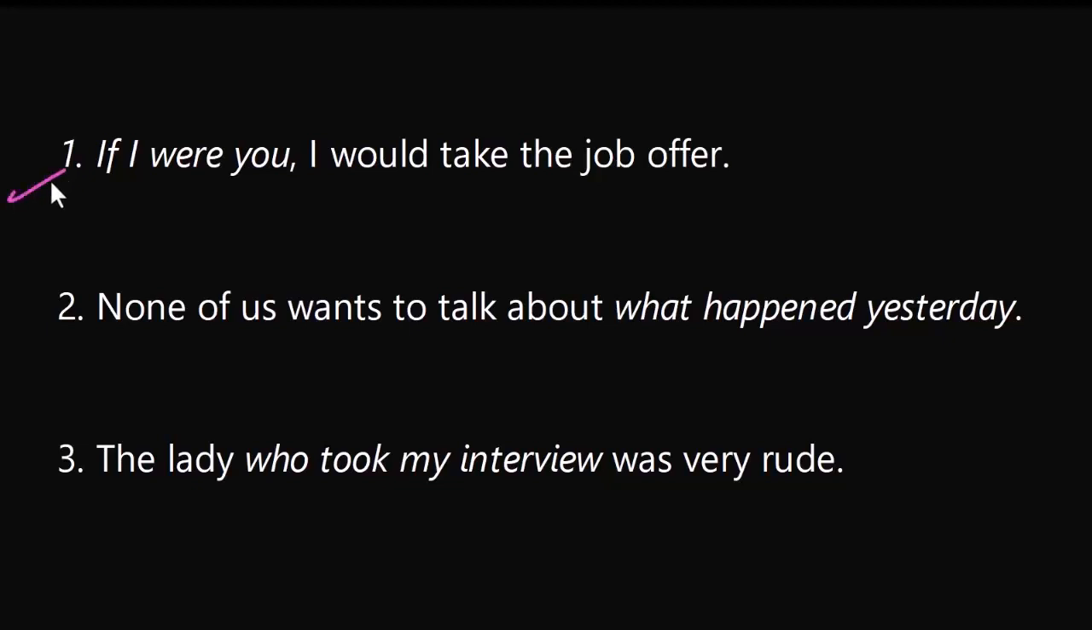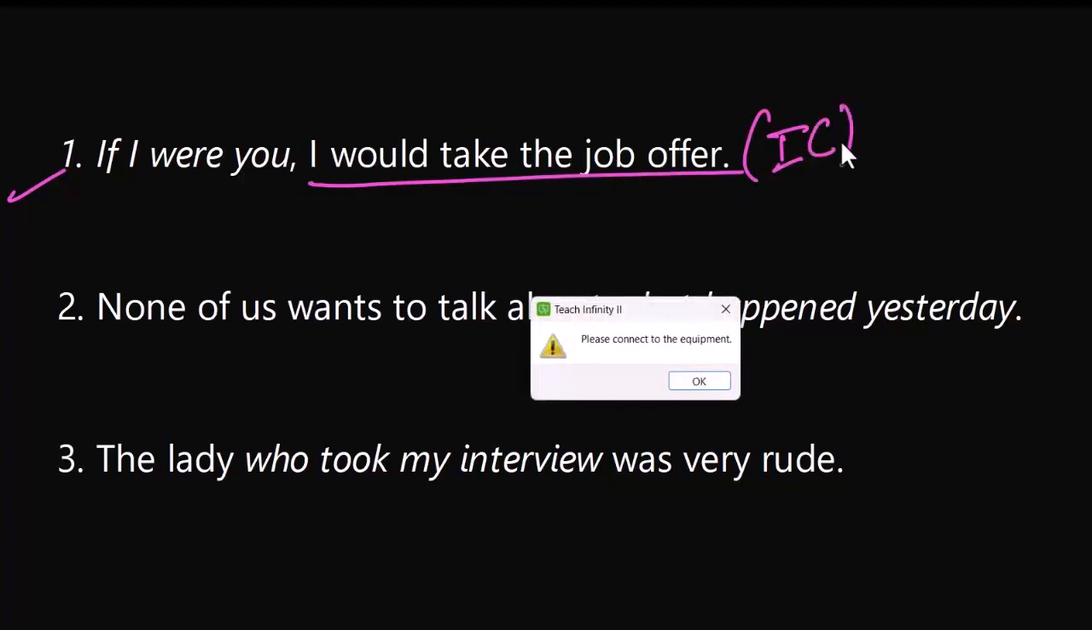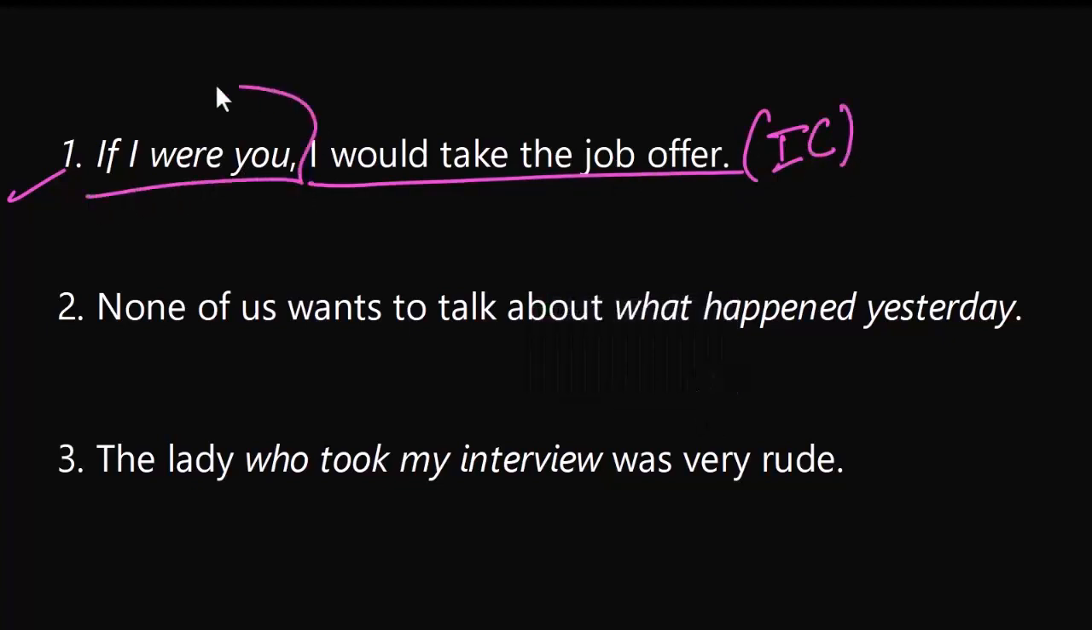Number one, if I were you, I would take the job offer. If I were you, hypothetical, I would do this, I would take the offer. This is the independent clause. Let's just call it IC. If I were you, condition, if I were you, I would do this. So this is my dependent clause. Let's call it DC. Here the dependent clause is coming at the beginning.